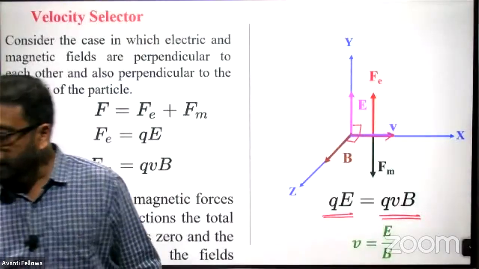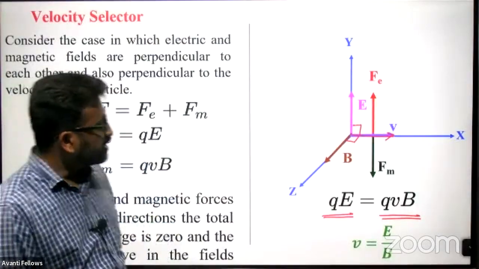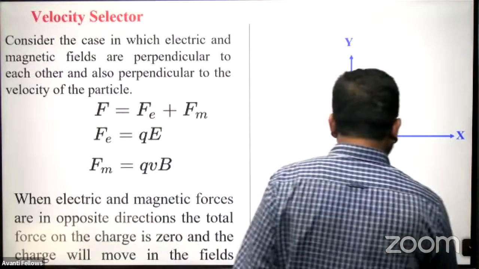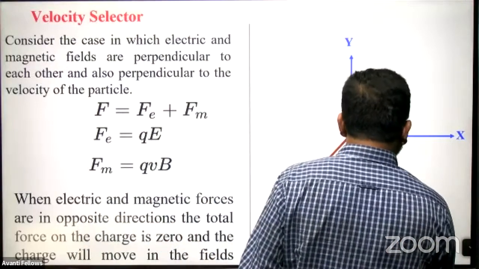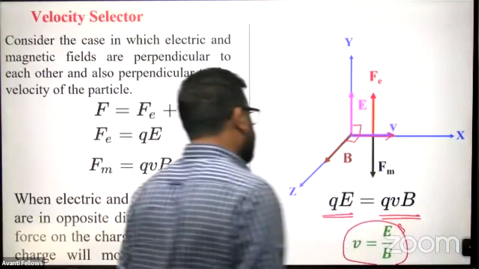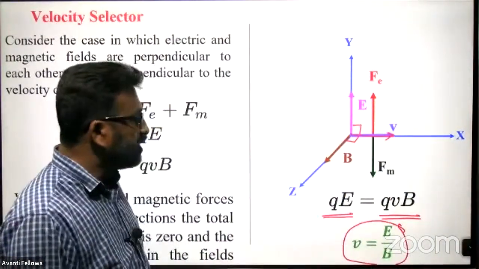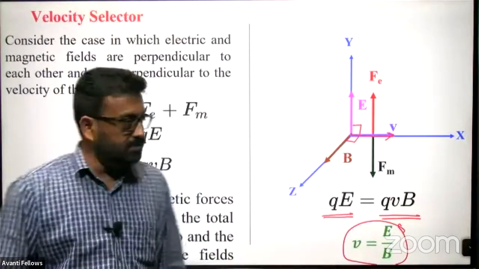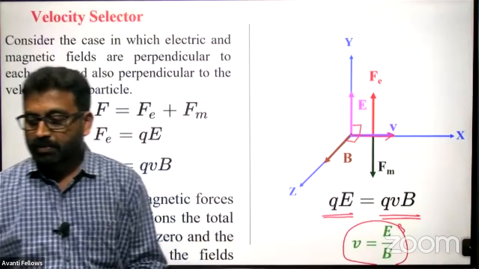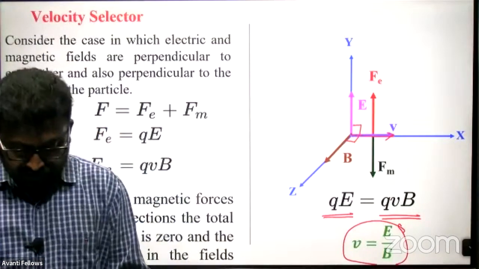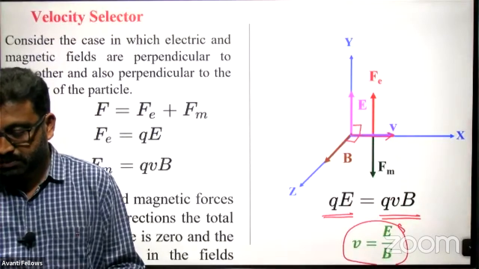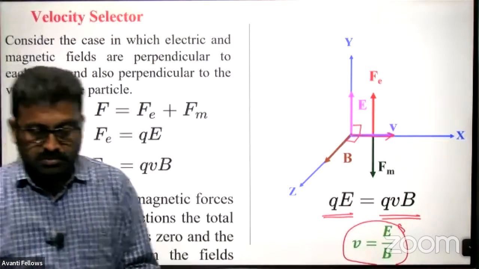So that is the case of velocity selector. QE equals Q into V cross B. Then velocity will be equal to E divided by B. Ratio of electric to magnetic field will be the velocity. Just see the board.